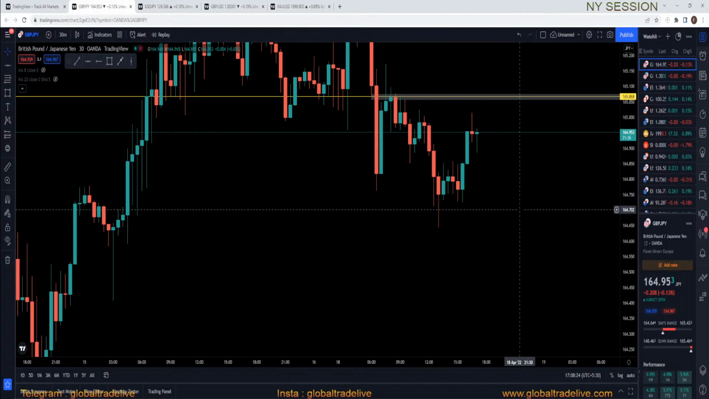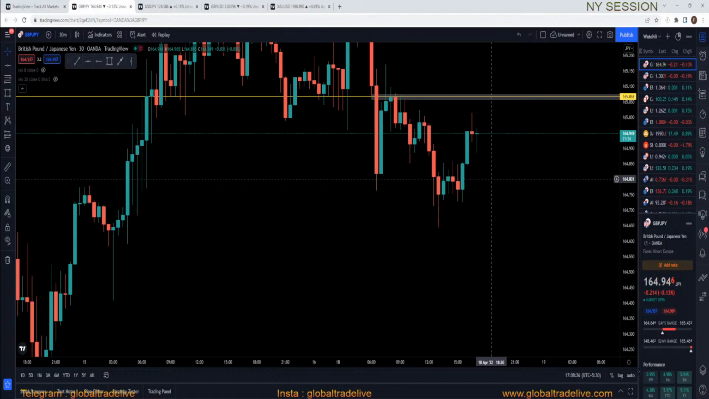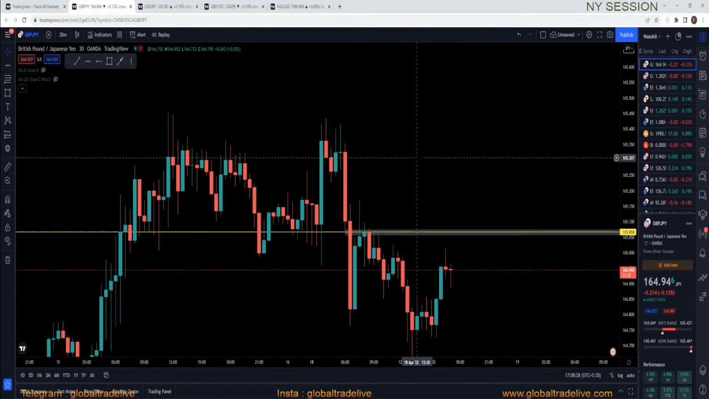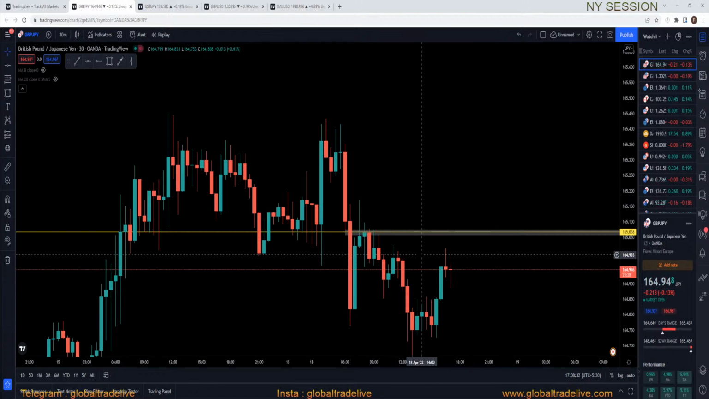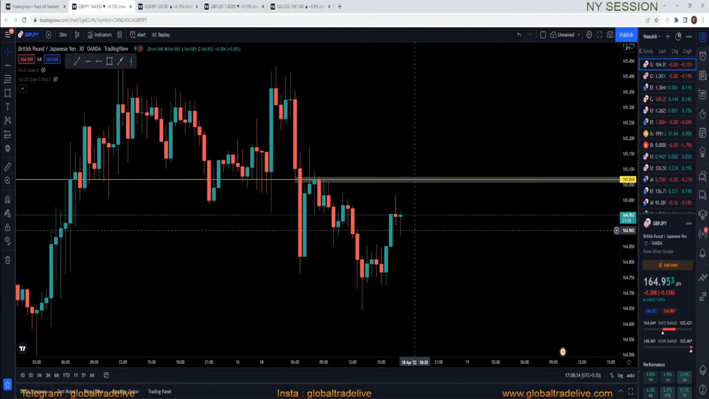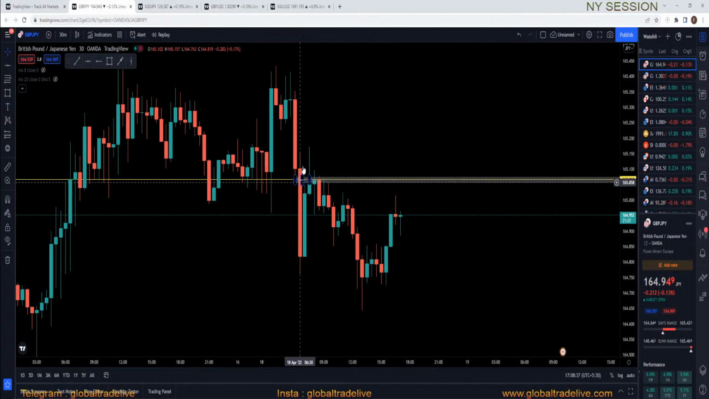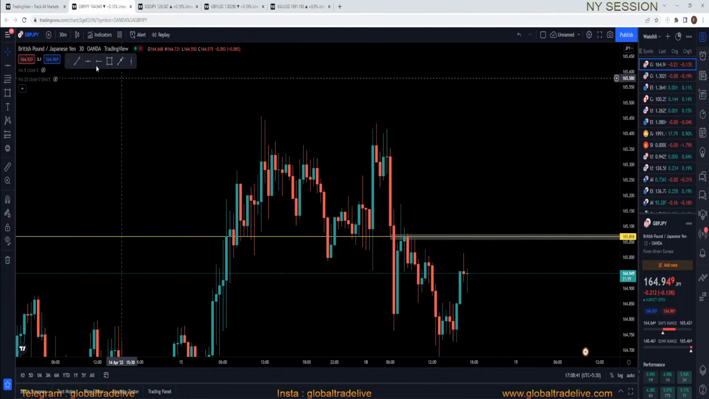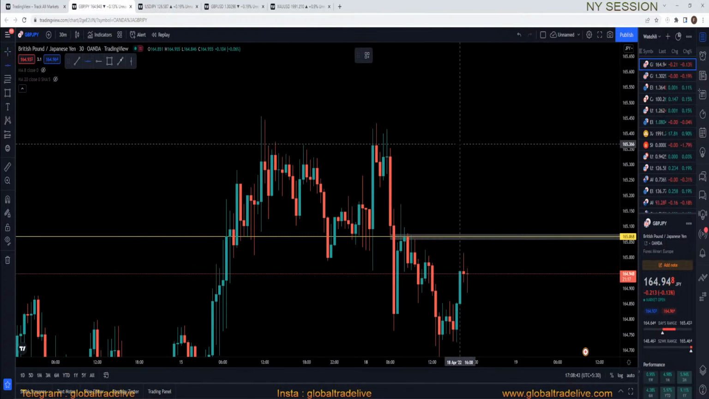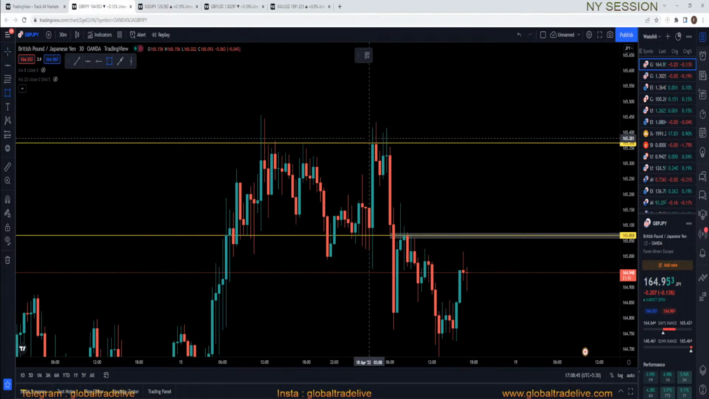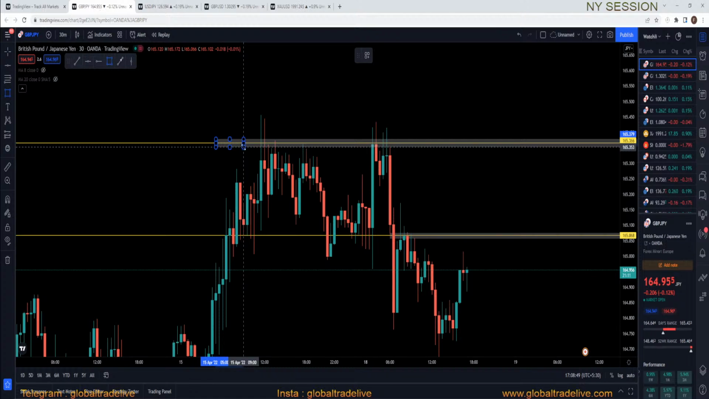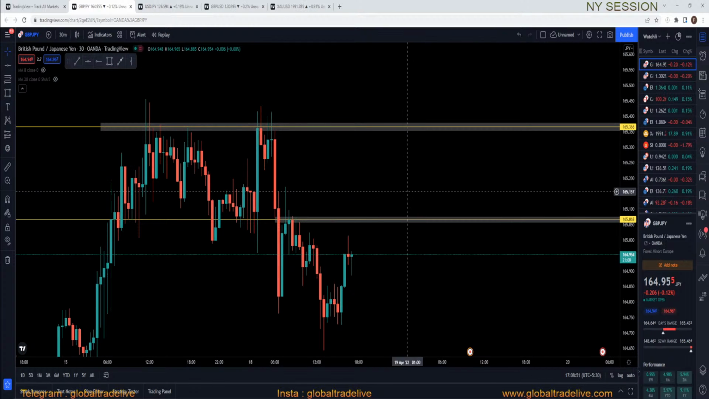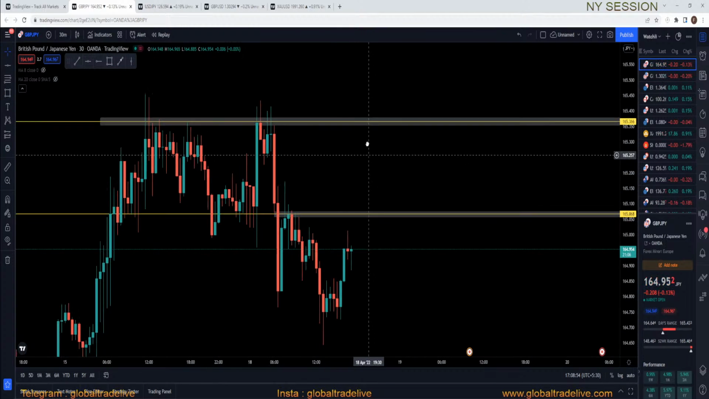Okay, so back over here, where were we? We were over here. Yeah. So in GBP JPY, I see buys above this area, right? But the thing is, I think the best buys will be above this area. So let's see how I'm gonna execute buys.